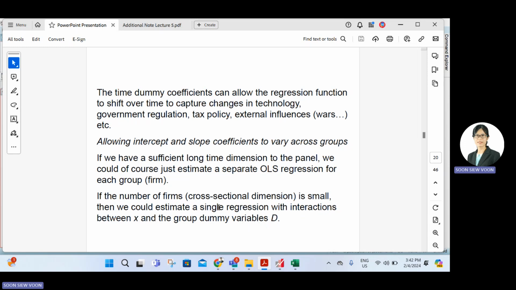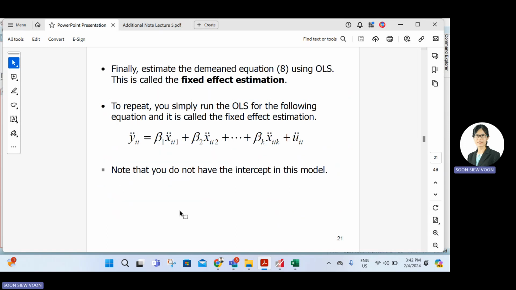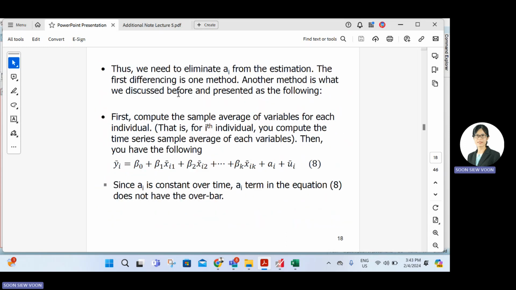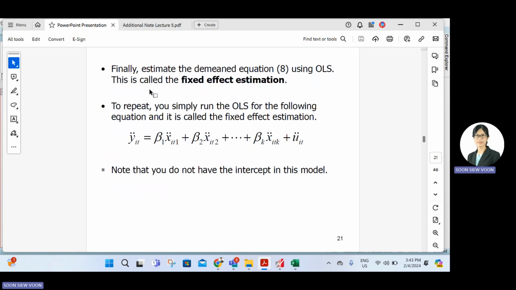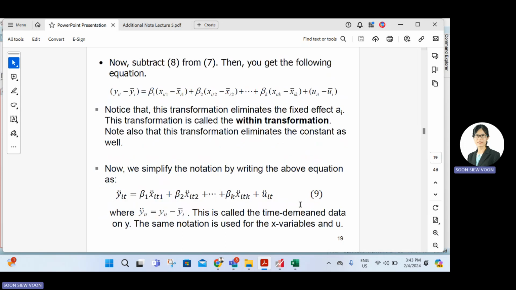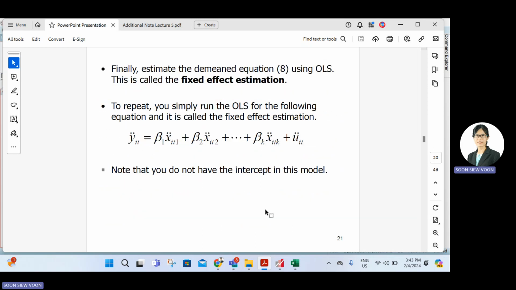So this is the cross-section dimension, right? If the number of firms is small, you can estimate a single equation with the interaction between the X and the dummy variables. So you can estimate the demeaned equation, number 8 just now. I think it's not number 8, number 9, sorry. If you estimate number 9 now by using OLS, this is called fixed effect estimation.